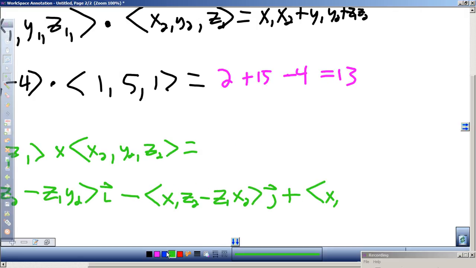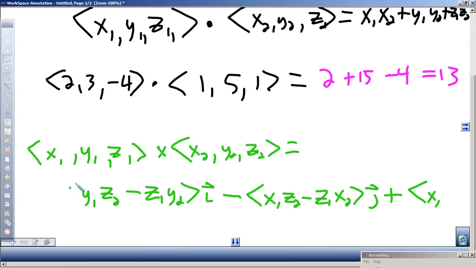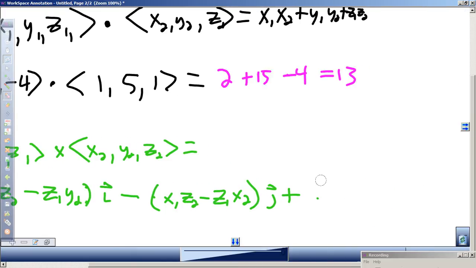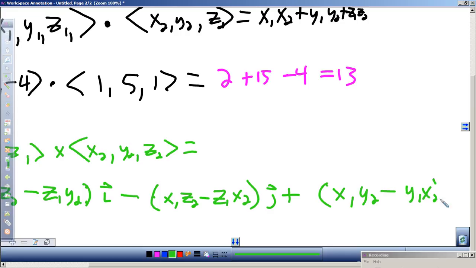x1, oops, sorry, these should not be vectors here. These are supposed to be parentheses, all the way down. But the answer is going to be a vector. Some of them have to be in the i direction. Why is it minus? We'll get to that in a second. There's going to be x1 y2 minus y1 x2 times k.